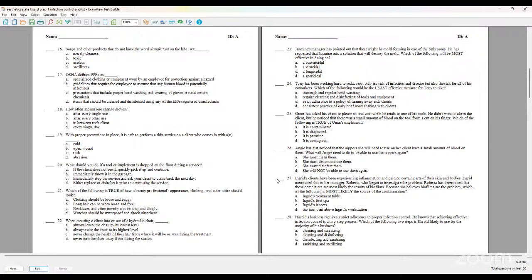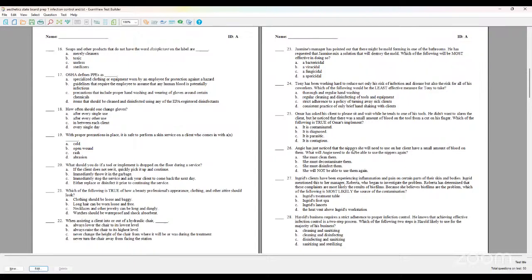25. The answer is A. It's contaminated. Blood is on the tool. Bacteria from him is on the tool. It's dirty. It's contaminated.